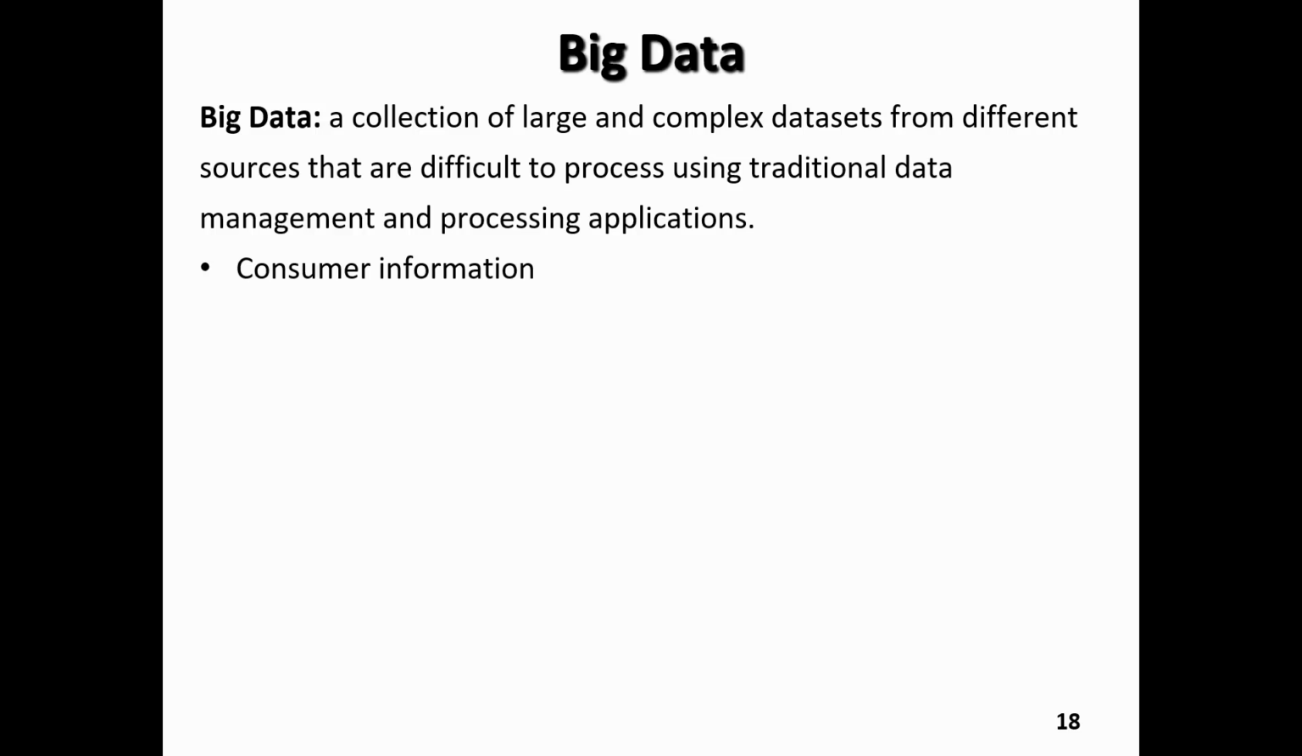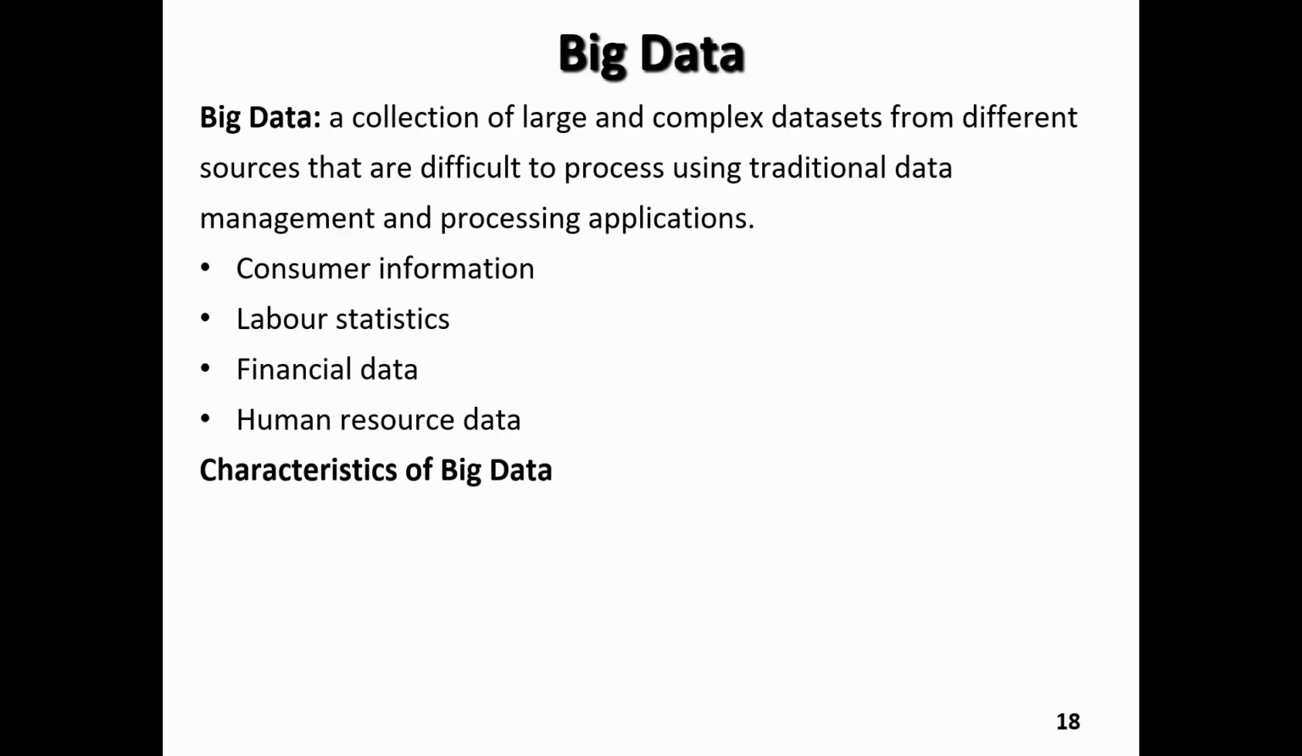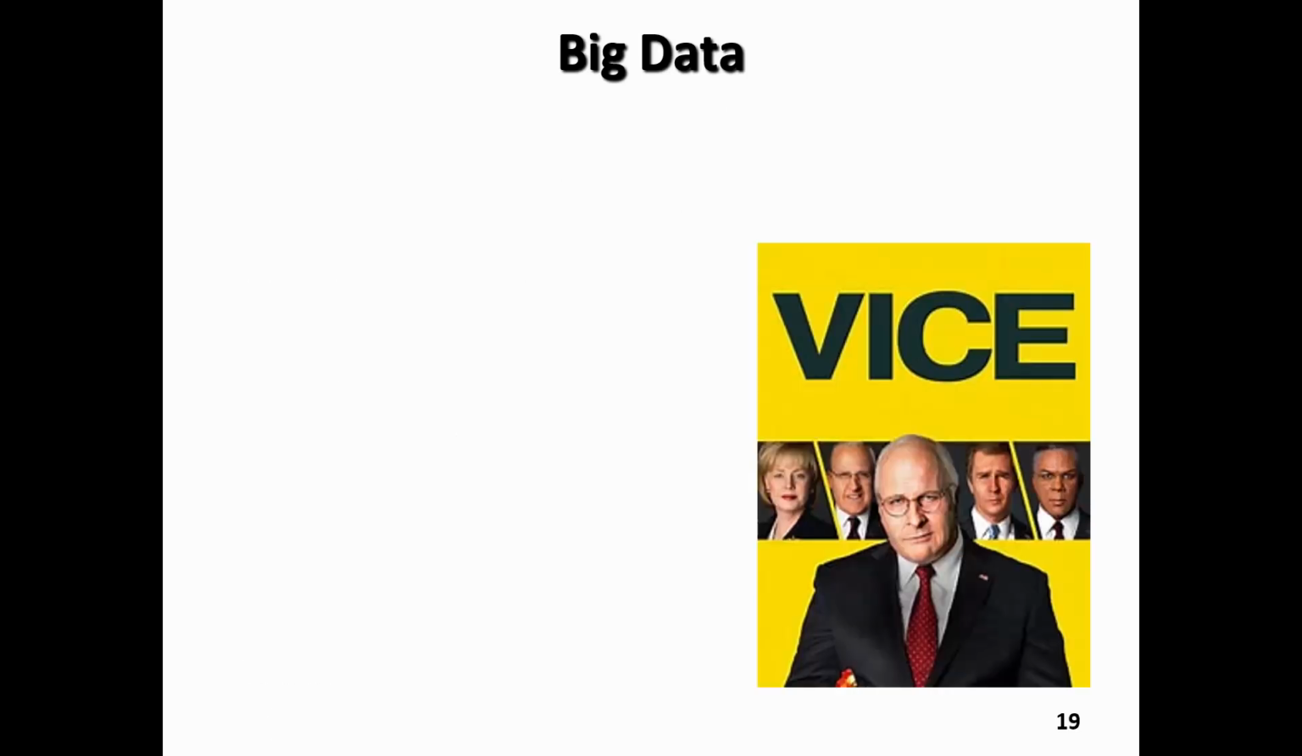So where do we get big data from? Well, when we talk about consumer information, we're looking at very large amounts of data that are collected on a daily basis. Labor statistics, financial data, and human resource data often present very large data sets, very large spreadsheets that at first glance can be very challenging in knowing where to start. There are five key characteristics of big data that we'll cover in this unit. That includes variety, velocity, veracity, volume, and finally value.